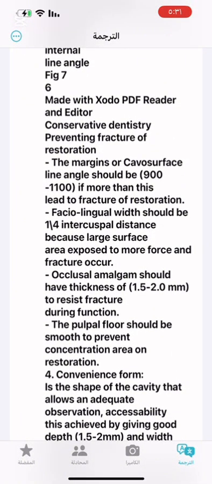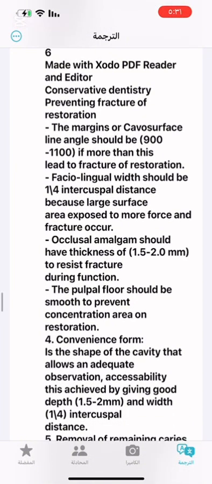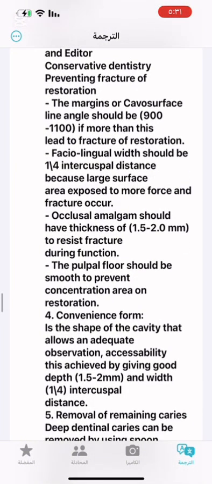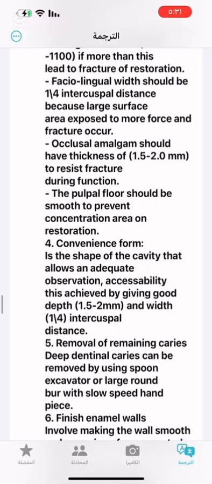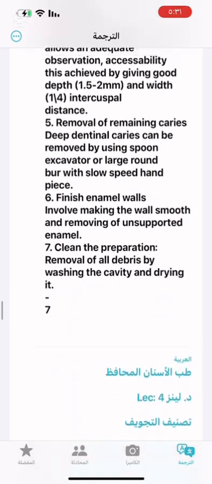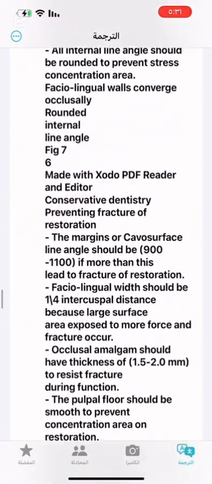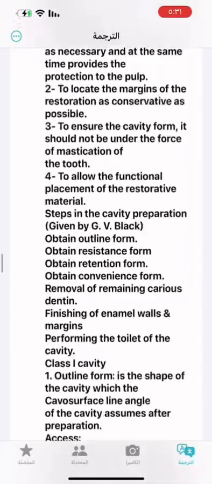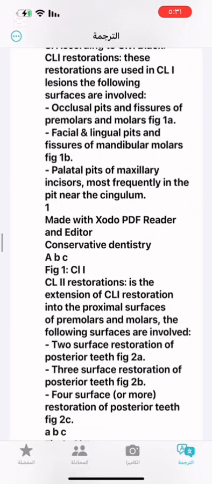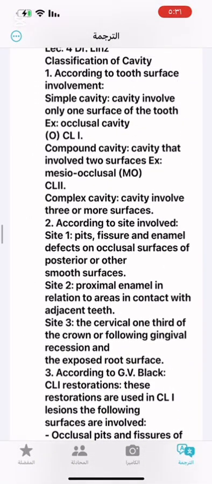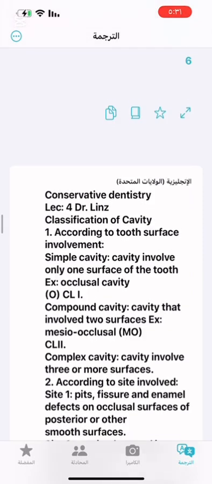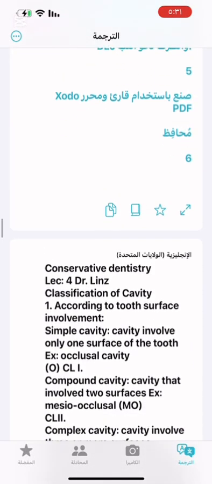2. Preventing fracture of the restoration. The margins or cavosurface line angle should be 90 to 110 degrees. If more than this, it leads to fracture of the restoration.